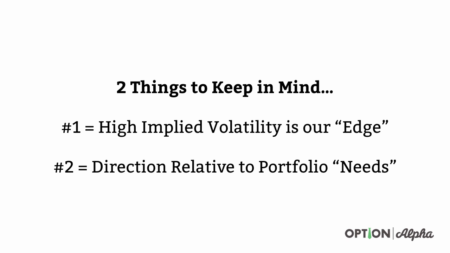So here are two things to keep in mind. And again, this all revolves around low-hanging fruit. And we'll actually do some scanning right now in this video at the time that we're recording this. But two things you want to keep in mind are, number one, high implied volatility is our edge. So if you're going to focus on anything as far as scanning, something like high implied volatility has to be at the center point of how you quickly find trades.